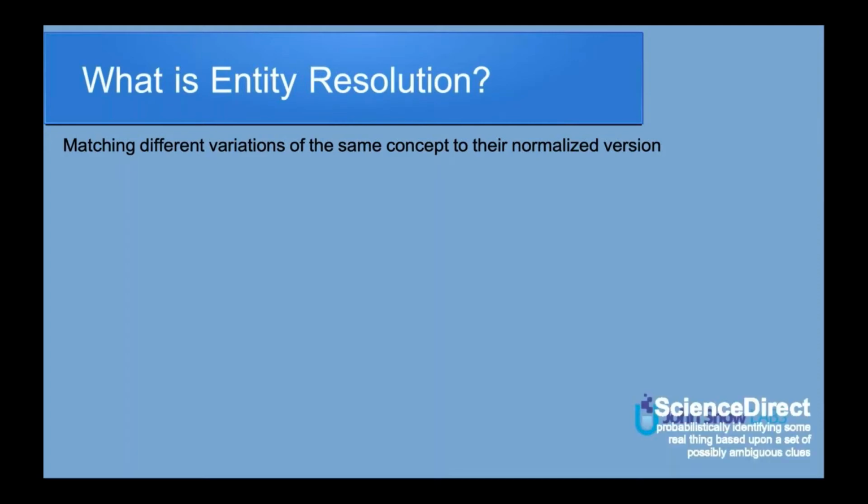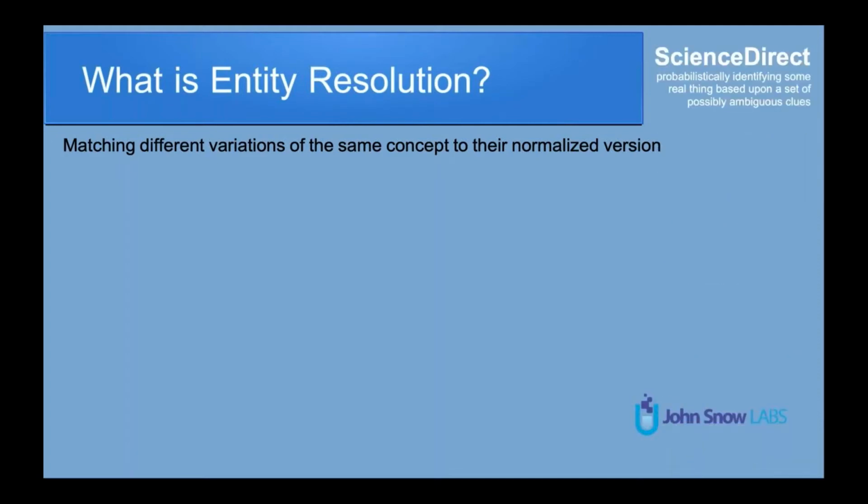We can find different definitions, for example, in ScienceDirect, a little bit more complex, which is probabilistically identifying a real thing based upon ambiguous clues, or a definition in Wikipedia, where it is connecting disparate data sources and finding non-obvious relationships, right? Or in the IBM cognitive services, they define it as standardizing and optimizing records and detecting relationships with existing entities. So this is pretty much how everyone defines the problem itself.